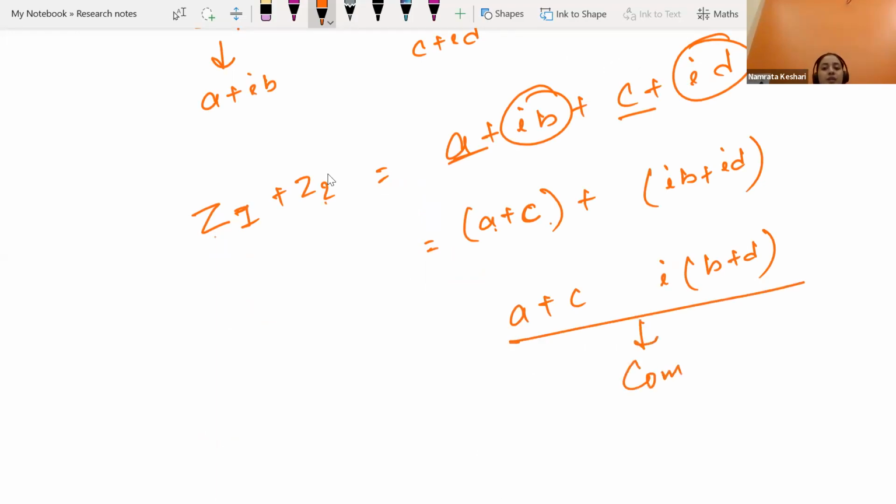Yes or no? If someone asks what the real part is, that is a plus c. What is the imaginary part? That is b plus d. Yes or no? Ali and Alina? Yes, ma'am. Okay, so you just need to understand. Nothing else. Let's move ahead.